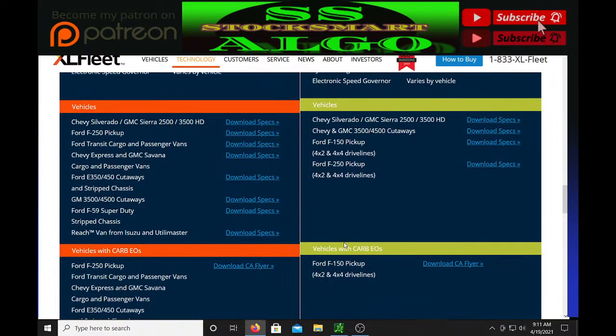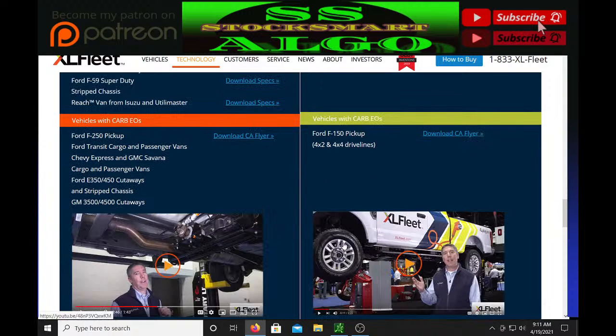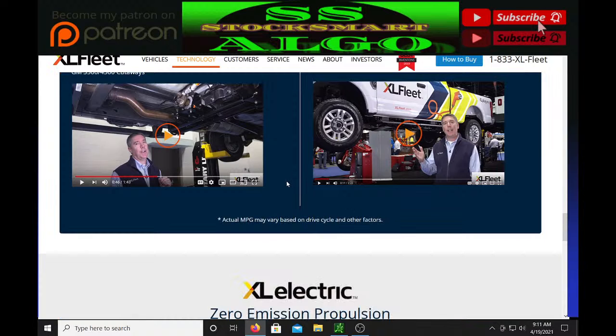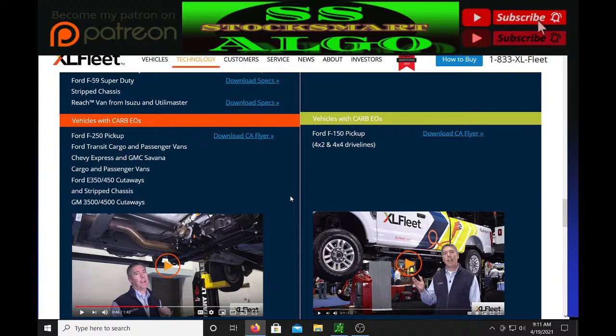Let's see, vehicles with CARB EOS. Okay, CARB EOS. Not exactly familiar with what the CARB EOS is, but I know actual mileage. Let's see. We'll have to look that up.